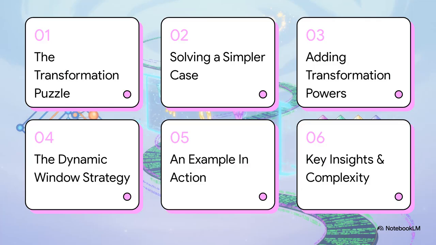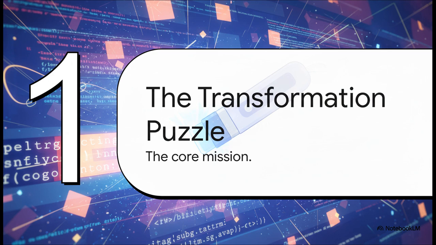Okay, so here's how we're going to break this down. First, we'll lay out the puzzle officially. Then, we're going to make things easier on ourselves and solve a simpler case. After that, we'll bring back those transformation powers and talk strategy. We'll walk through a full example, and finally, we'll wrap it all up with the key takeaways and complexity. All right, section 1, let's get right to it and understand our core mission here.